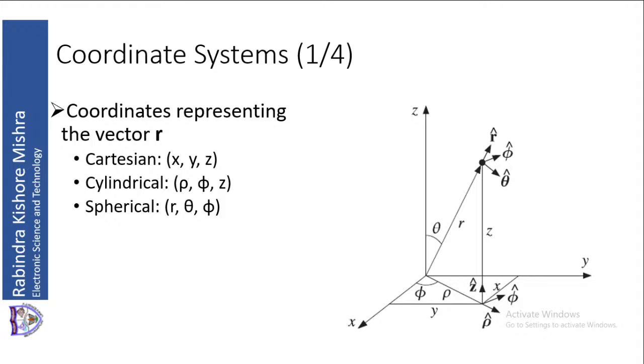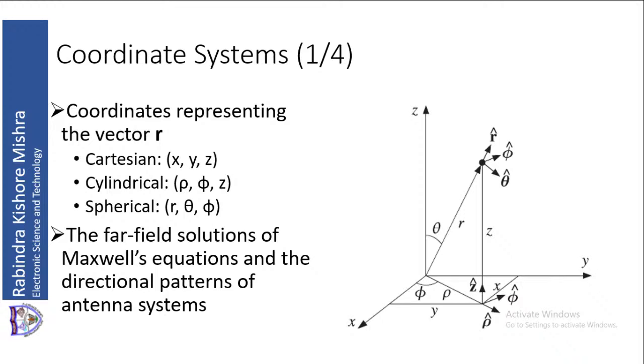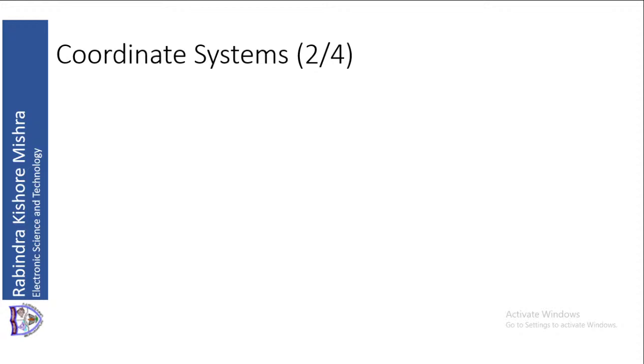The far field solutions of Maxwell's equations and the directional patterns of the antenna systems usually use the spherical coordinate system. So mostly we will be concerned with the spherical coordinate system. Of course, we will use the cylindrical coordinate system for some small time for convenience. Okay, so let us come to looking at this in this manner.